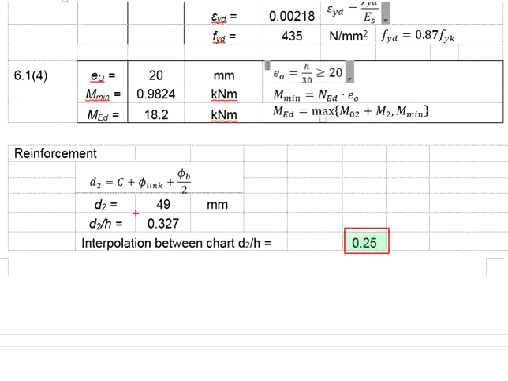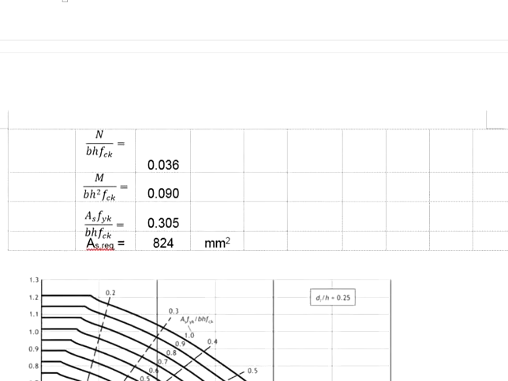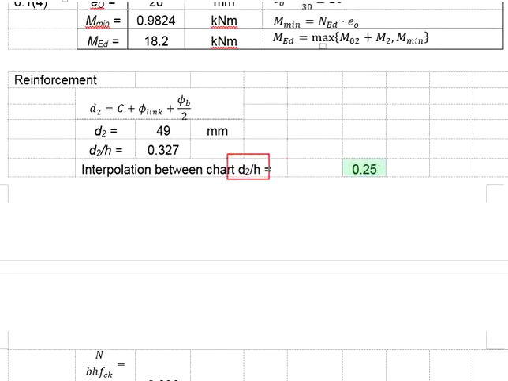Although you are using the chart of 0.25, whereas your actual D2 per H ratio is greater than that, as we have discussed in our previous videos, the calculated AS here will be safe. The smaller D2 per H ratio will give you a more conservative design. With that, let us just use the chart 0.25.